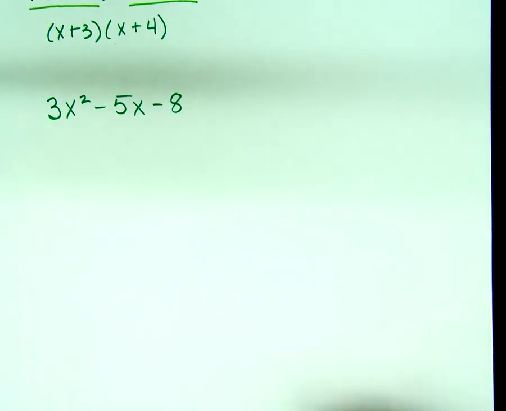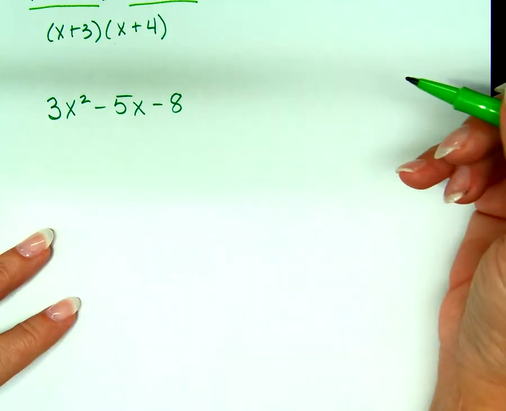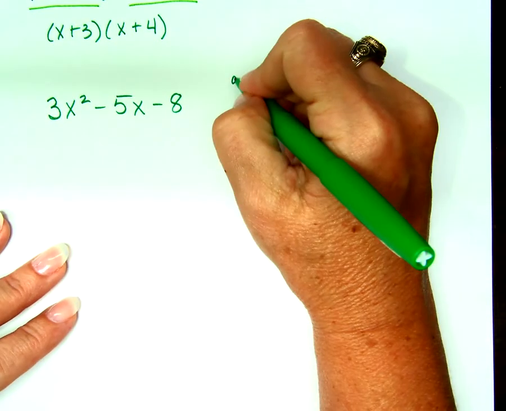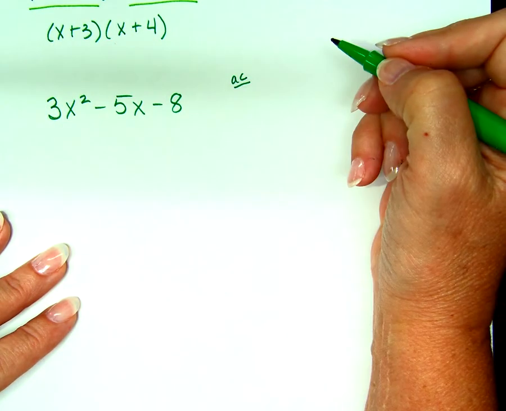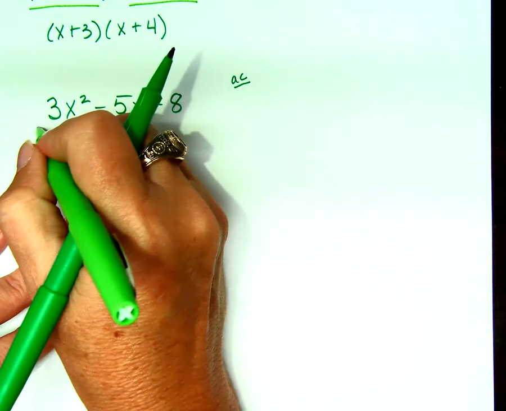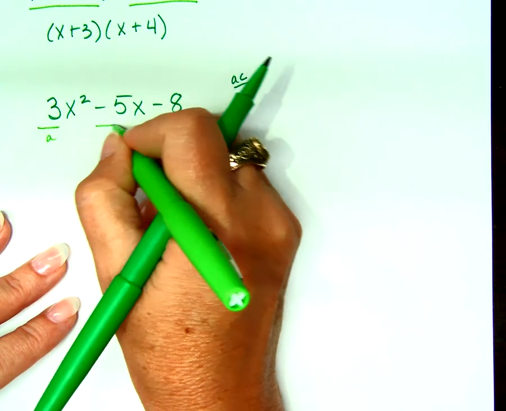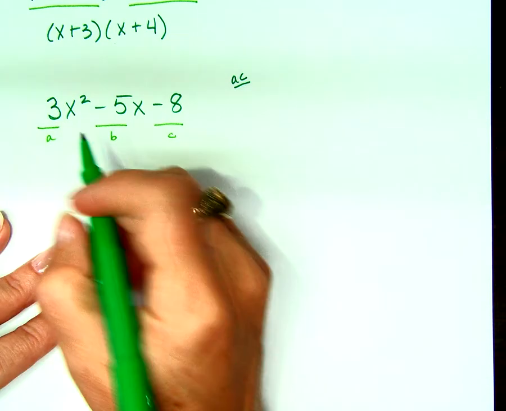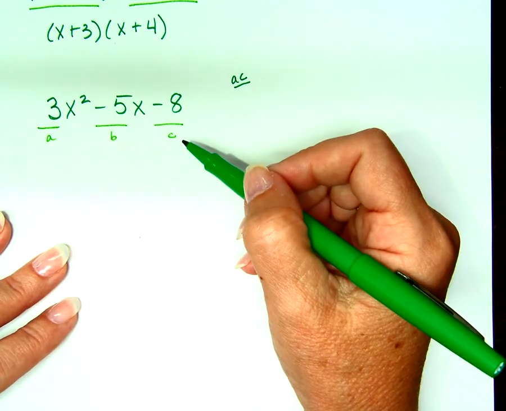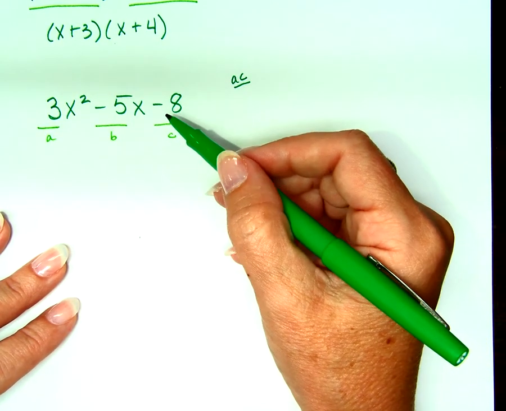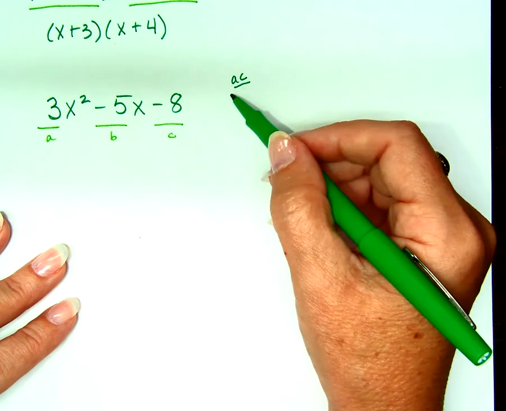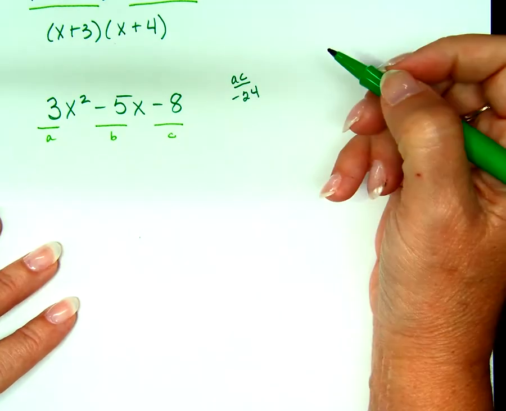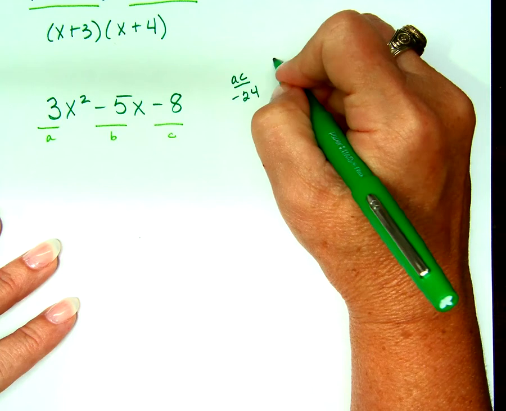Okay. So, where do we start? We start in the same place though, right? What is AC? Well, A is here, B is here, C is here, right? So A is 3, C is -8. So what is AC? -24. Listening is a good skill to have, right? Okay, good. What's B?